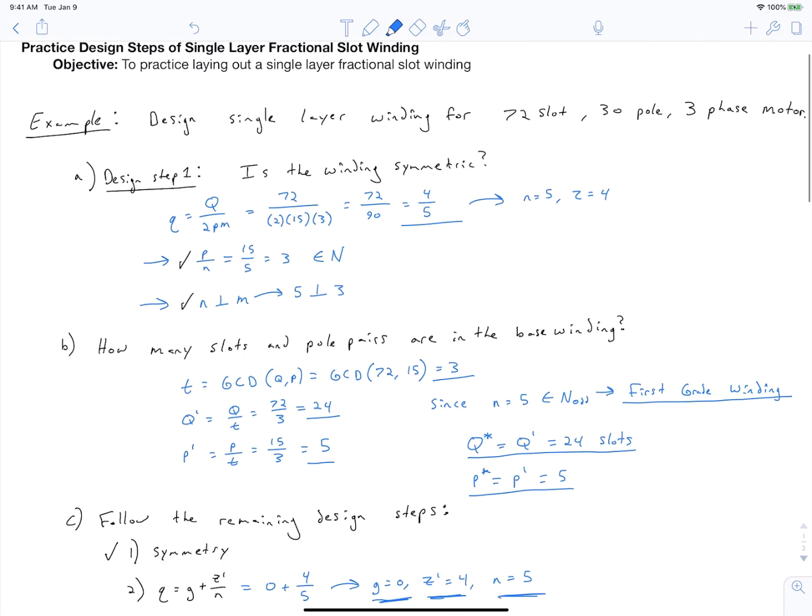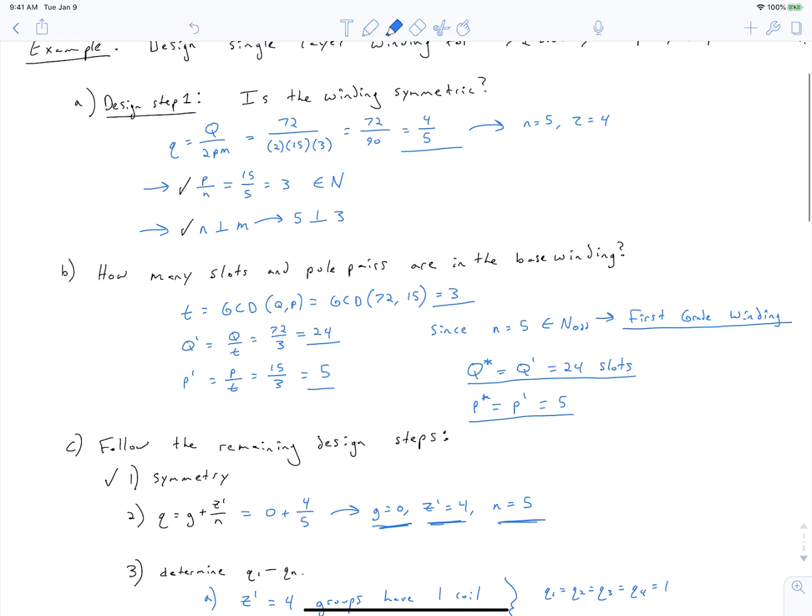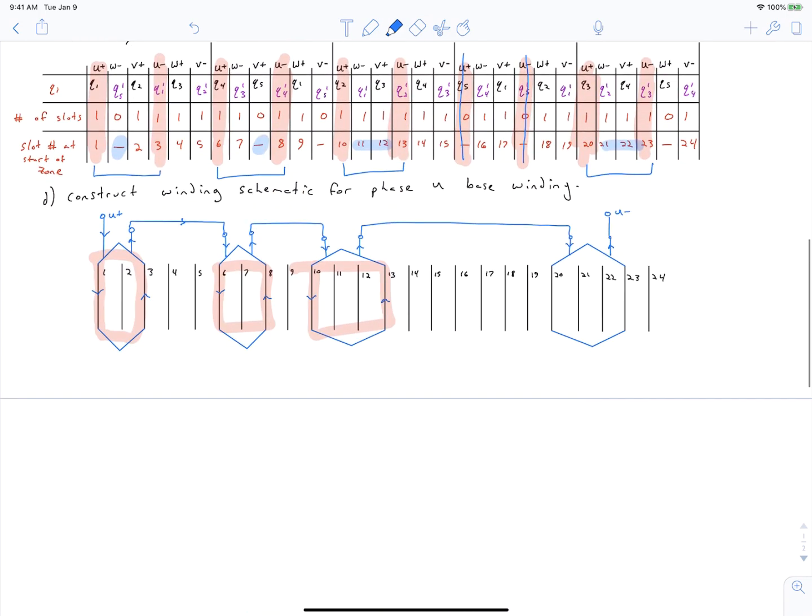So, in summary, this video has gotten you to practice the design steps for laying out a single layer fractional slot winding. We've worked through the complete set of design steps, and finally we've constructed the actual winding layout schematic.